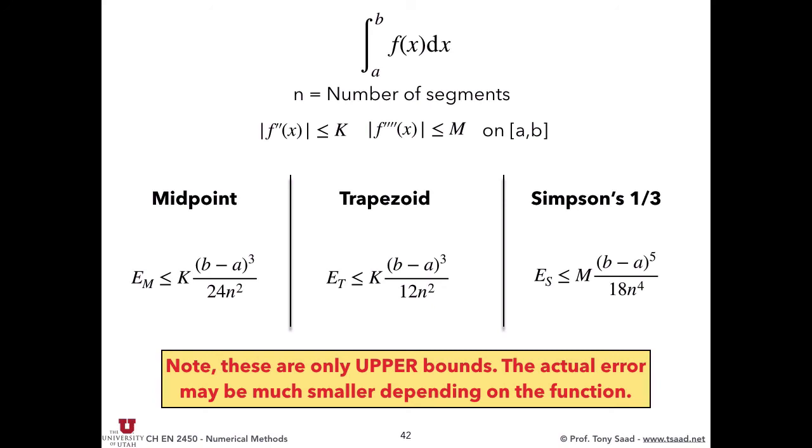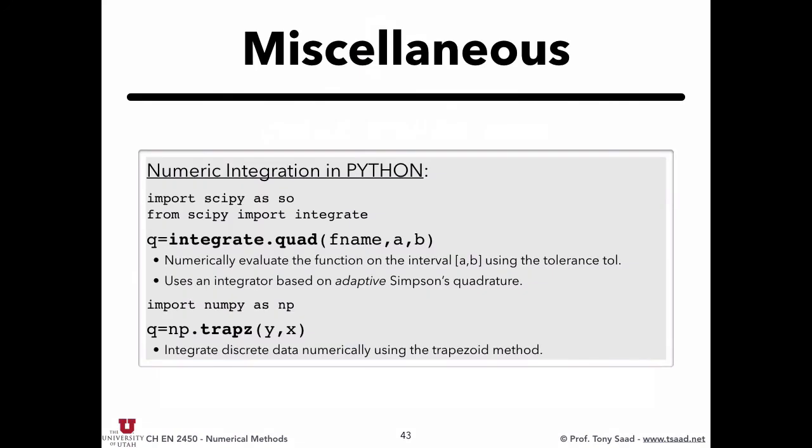Now let's look at Simpson's rule. You get n to the power 4, okay? So you get much more reduction in the error than if you use the trapezoidal rule. But you will find that in practice, your error may be much smaller than this bound, because this is an upper bound, okay?